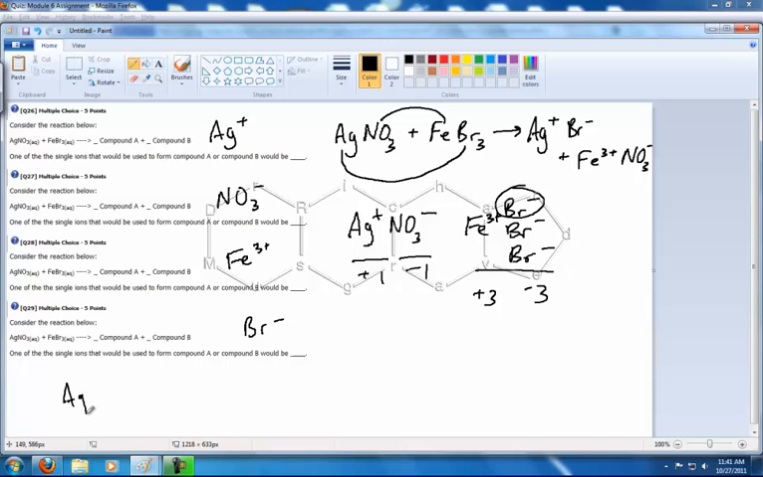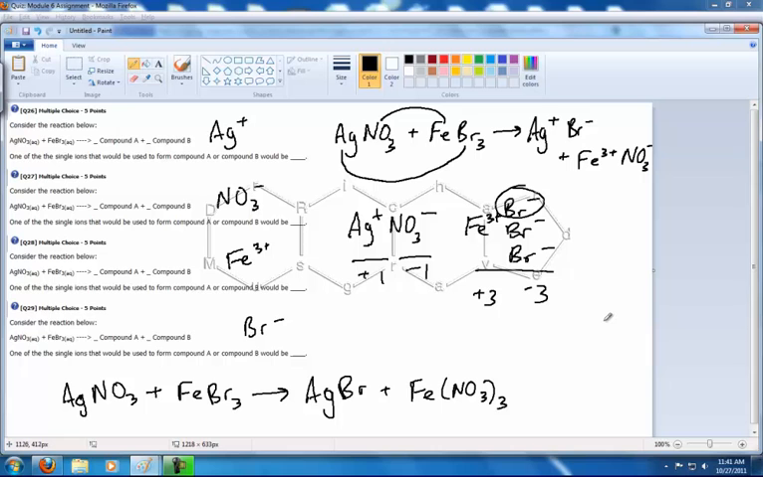Now I'll just rewrite this again. So AgNO3 plus FeBr3 would give Ag+ and Br-. Well, there's just one of each of those, so that's just going to join together to form AgBr. And here we've got Fe3+ and NO3-. And the question I'm asking there is, how many of these NO3- do I need to balance out the 3+? And that would be Fe, and I'd need 3 NO3s. And then that would balance that compound up there.